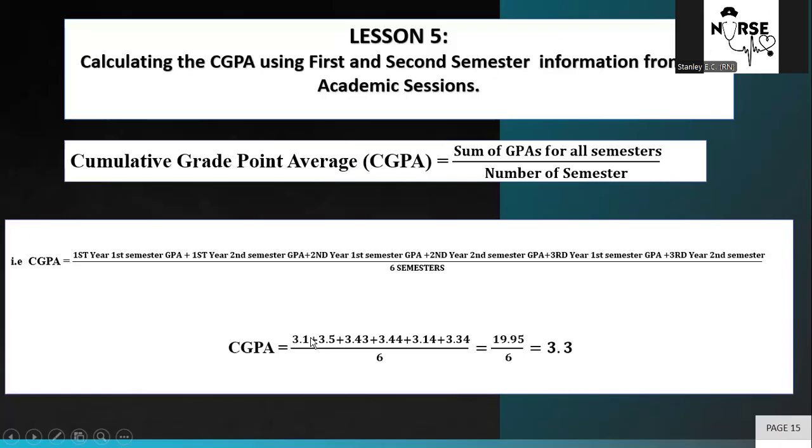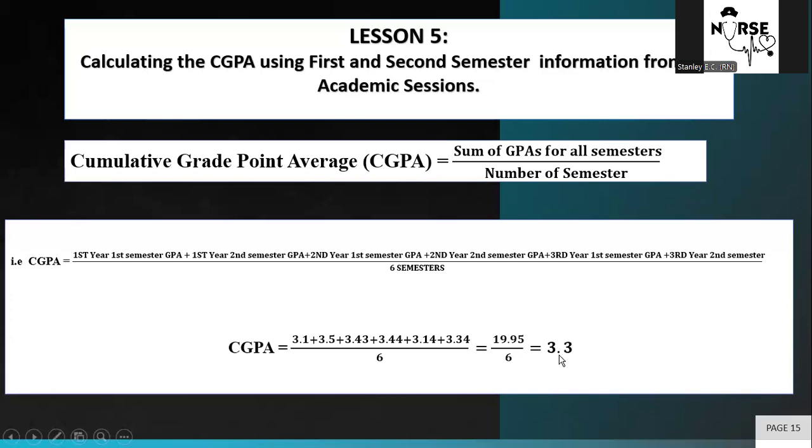3.1 was what we got for the first year, first semester, 3.5 for the first year, second semester, 3.4 for the second year, first semester, 3.4 for second year, second semester, 3.1 for third year, first semester, 3.3 for third year, second semester. All semesters are 6 altogether. If you sum up, we have 19.95 divided by 6 will give us 3.3. So this student graduated with a total CGPA of 3.3.